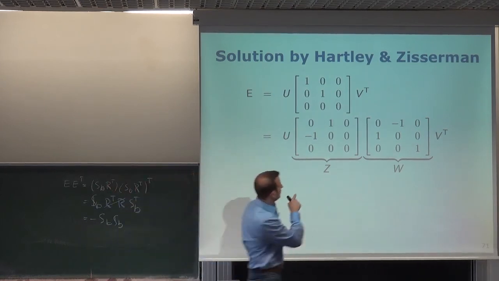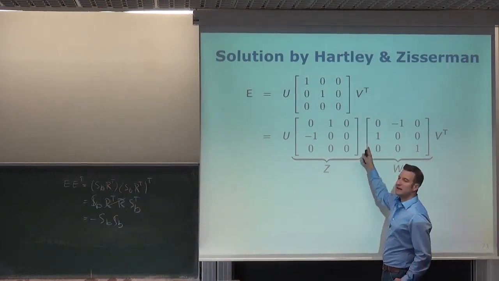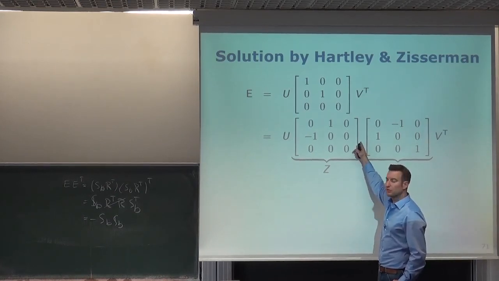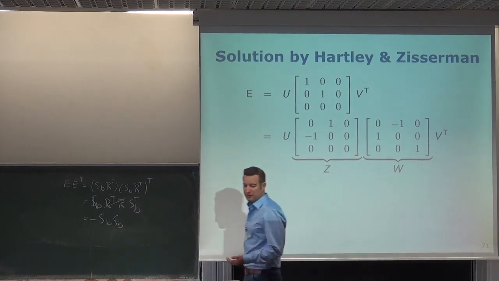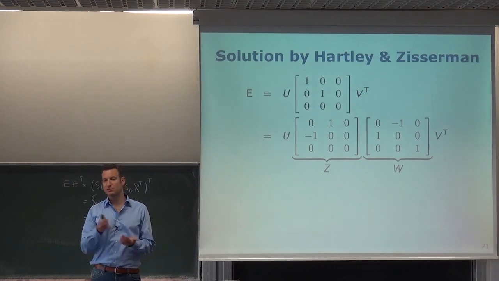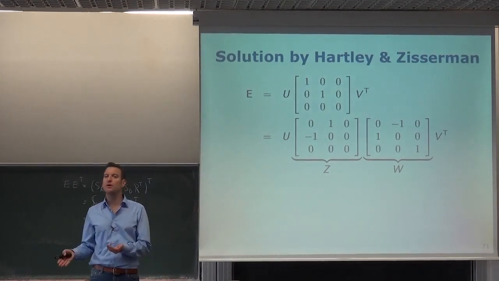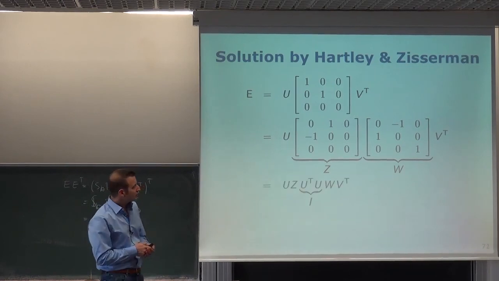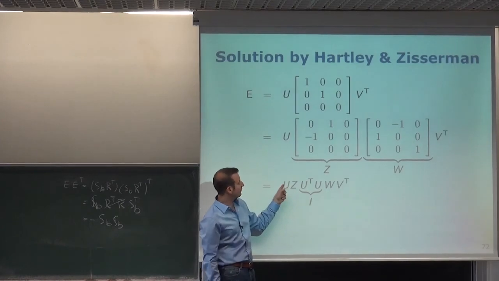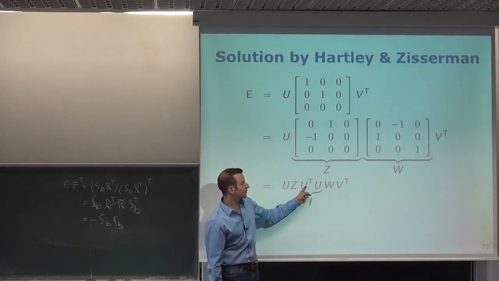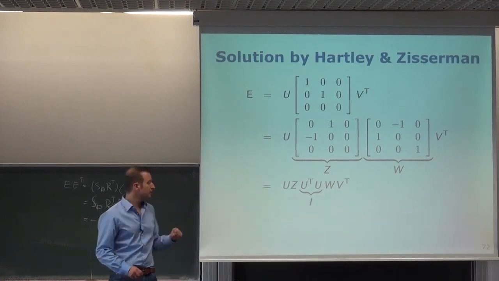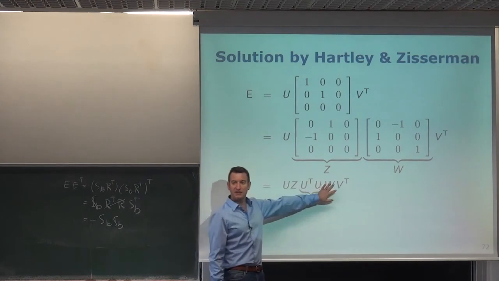What I can also do is go in the middle and squeeze in an identity in here. I can put an identity matrix in here, nothing changes. And the identity matrix can also be expressed as a product of 2 rotation matrices. A rotation matrix and the rotation matrix transposed give an identity matrix. So I squeeze in an identity in here, so I have the form U Z U transposed and U W V transposed. Nothing bad has happened over here.